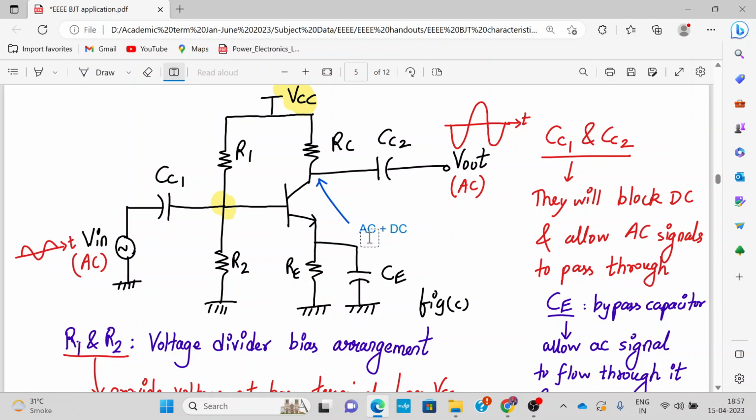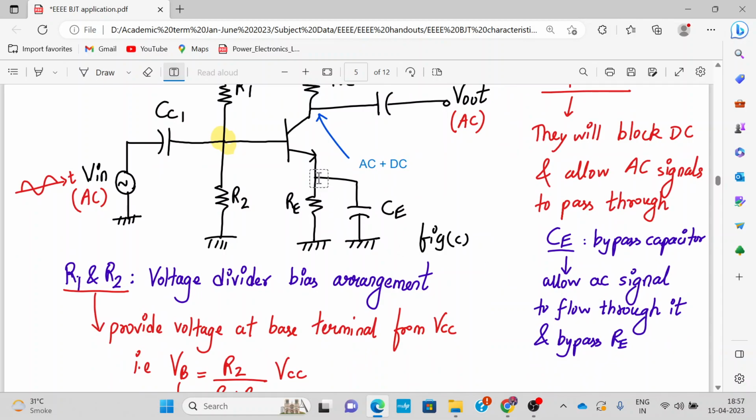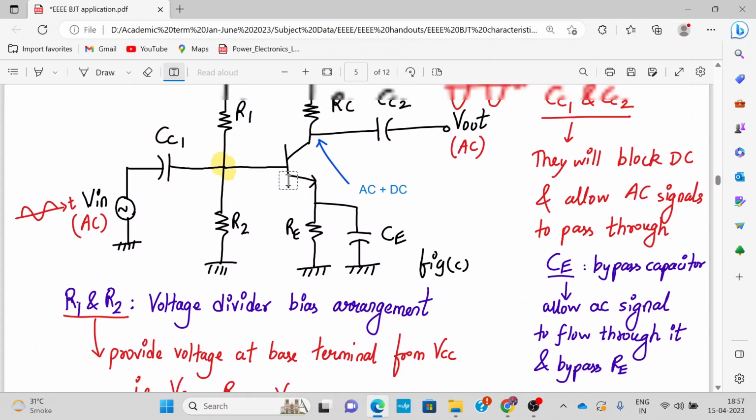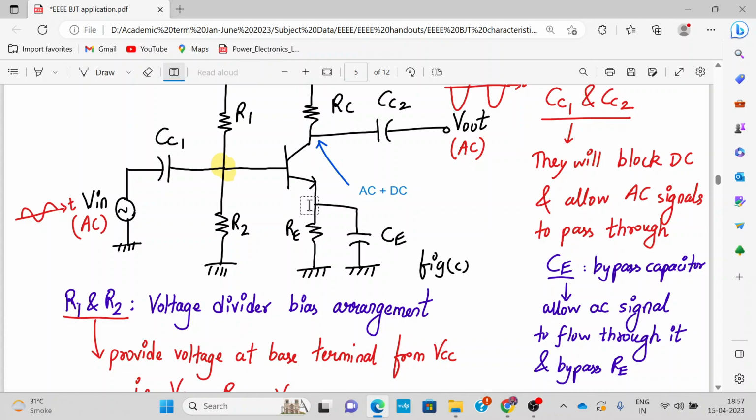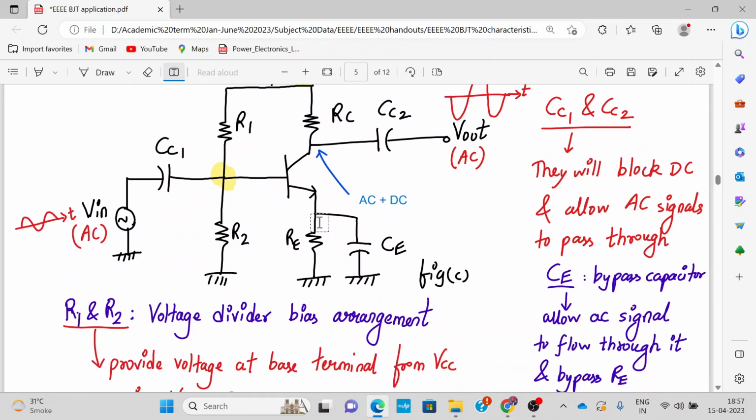What about the CE? CE is called a bypass capacitor. Basically, what happens is all the AC fluctuations should not pass through RE, or else it will reduce the amplification. So what we do is we bypass through the CE. All the AC fluctuations at the emitter terminal will be going through CE instead of RE. So your AC fluctuations will be bypassing RE. That's why it's called a bypass capacitor.